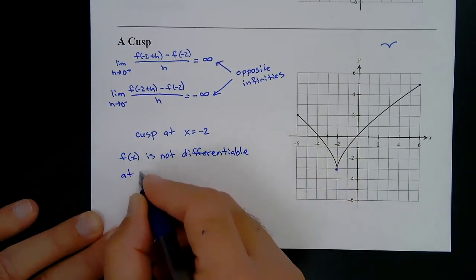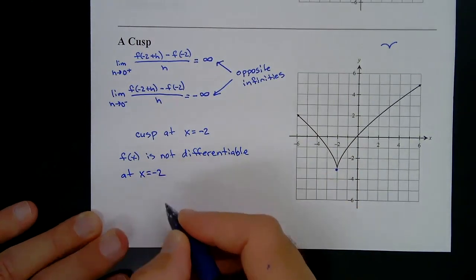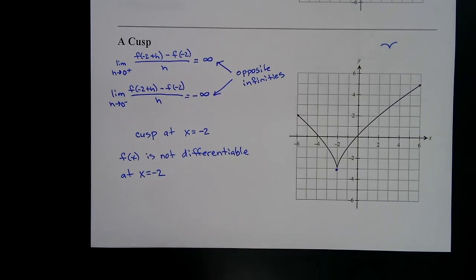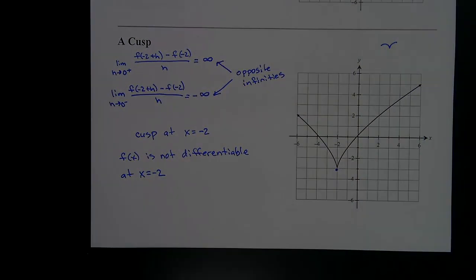at x equals -2. So one of the things I want you to do is to be able to look at a graph, if I give it to you, and say, oh, there is a cusp right there, or there's a corner right there, okay? All right, so let's go to the next example.